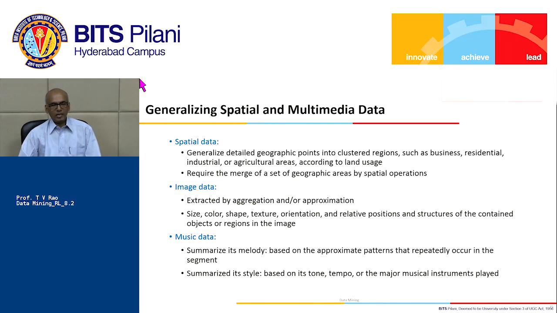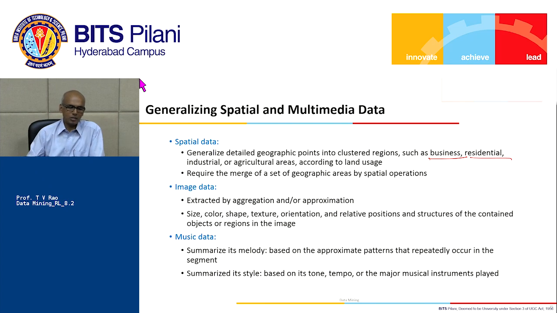Finally, let's look at the special characteristics of spatial and multimedia data: generalizing them requires us to understand the purpose for which we are working. For example, in spatial data, when we have geographic points, we want to generalize on various parameters, for example, business or residential or agricultural area or other land use policies. So we will have a generalization mechanism which has to be specifically input in order for the clustering to work.